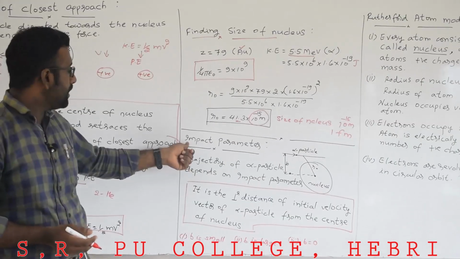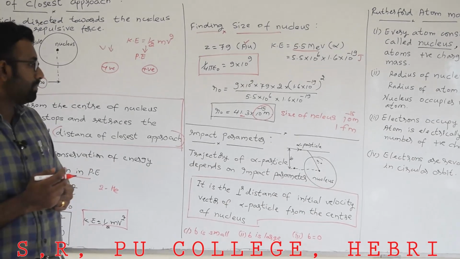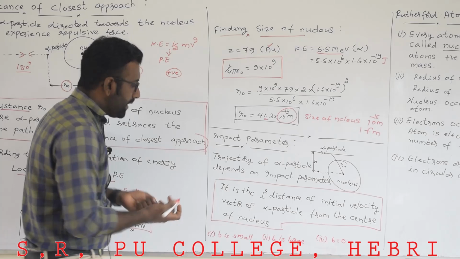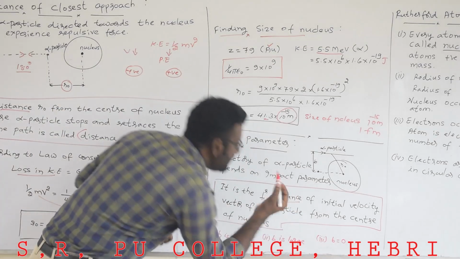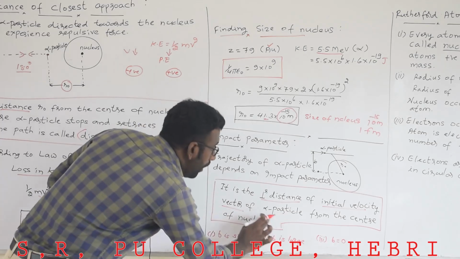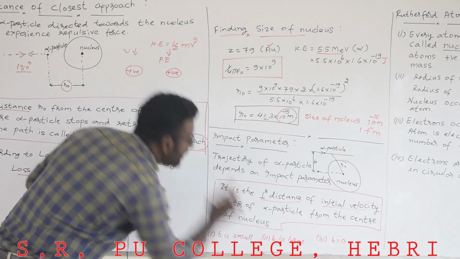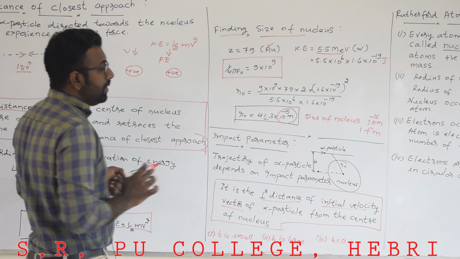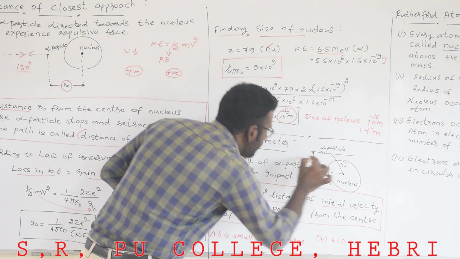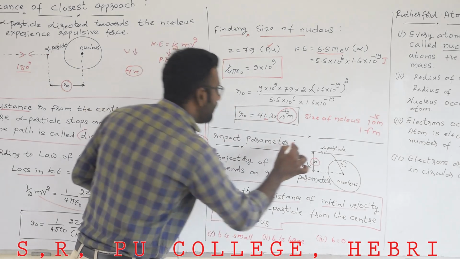The next concept you need to study is the impact parameter. You can first define it. It is the perpendicular distance of the initial velocity vector of the alpha particle from the center of the nucleus. Here I have drawn a diagram. You can see here this b is nothing but the impact parameter.